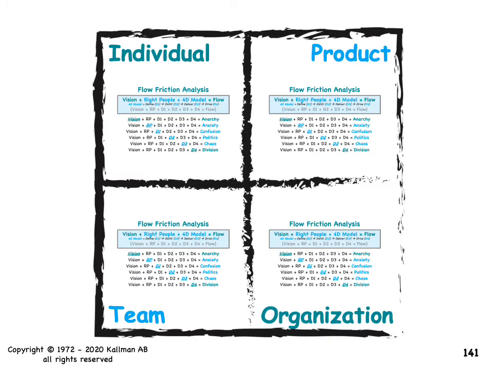We use the flow friction analysis, as I mentioned earlier, in all 4 areas. We use it with the individual. Are they feeling anxious? Do they feel like they're experiencing anarchy? You can do this at the individual level and quickly measure how the person feels. You can use dot voting if you want to. Same for the team. We can dot vote and have the team vote on which of these may be present with the team.